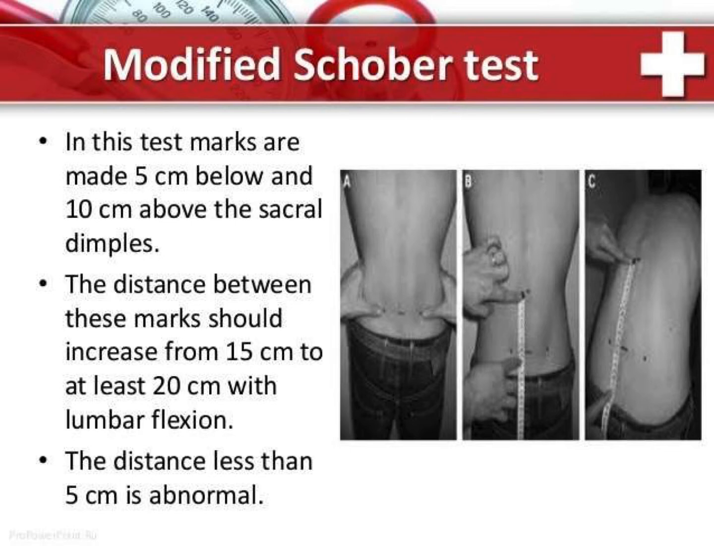But now we use a modified Schober test. In this test, marks are made 5 cm below and 10 cm above the sacral dimples. The distance between these marks should increase from 15 cm to at least 20 cm with lumbar flexion. An increase of less than 5 cm is considered abnormal.